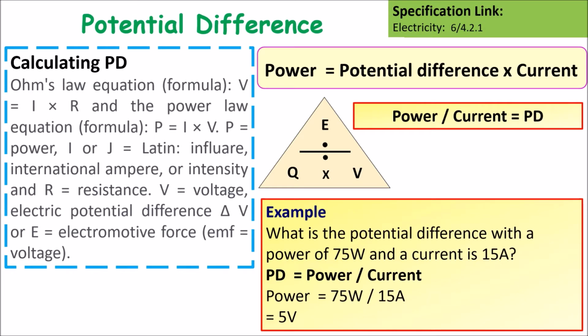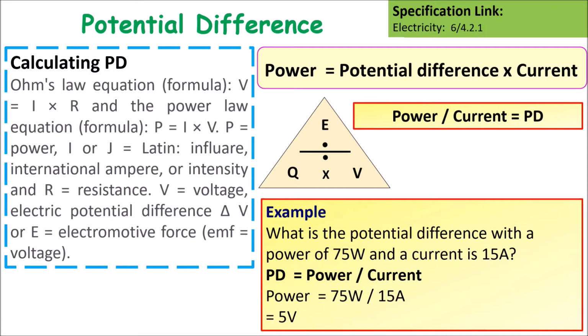So Ohm's law is the equation that gives us voltage. That would be one way to do it, right? The other way to work out potential difference is using power is equal to potential difference times current. So when we rearrange that, we get power divided by current is equal to potential difference.